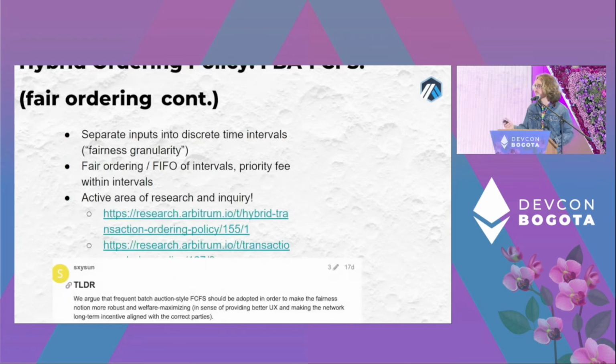So this idea, the top of the slide is cut off, but very recently we got this proposal from some of the folks at Flashbots, particularly Shin. But the idea here is we have a hybrid ordering policy. So we can keep our fair ordering algorithm, but we don't enforce the fairness at the transaction level. We enforce it in chunks of time. We can imagine discrete intervals of like half a second.